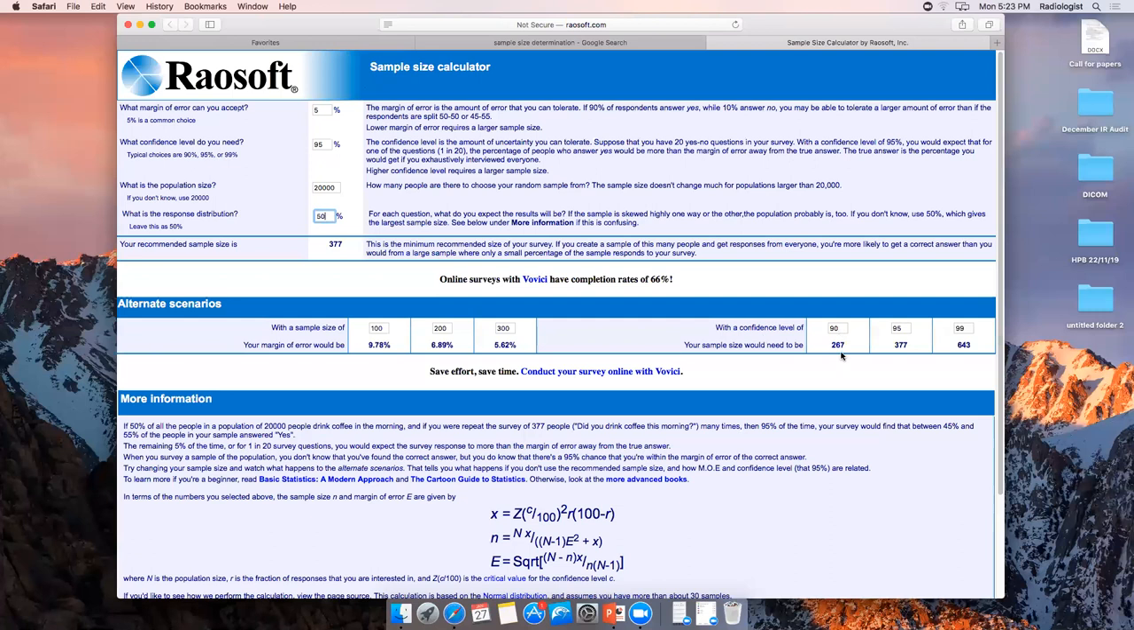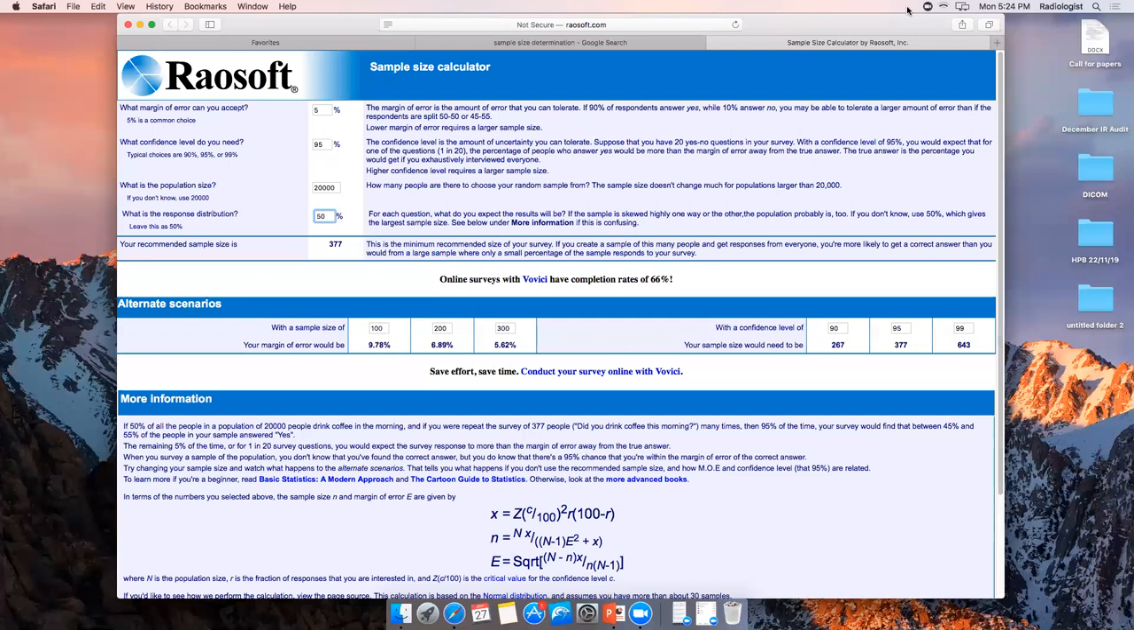You could also actually say, suppose I studied only 100 people in this scenario. The error would be 9%. And you might say, no, that's not really acceptable. So this site just also gives you some scenarios to play with so you can make some decisions. All right, that's Rawsoft. That's one site.